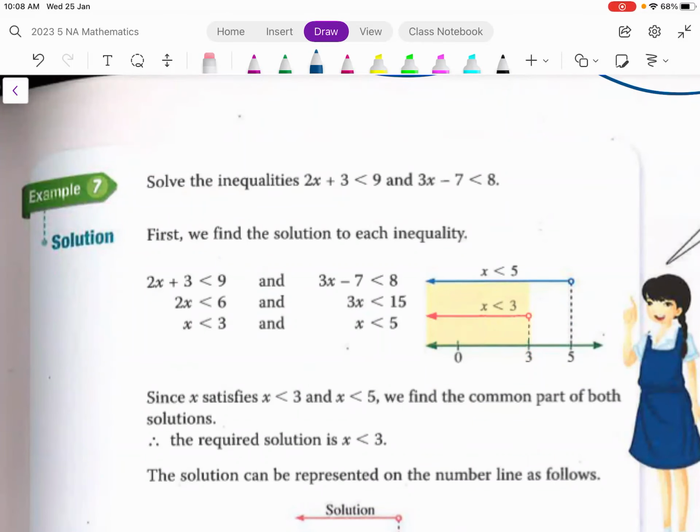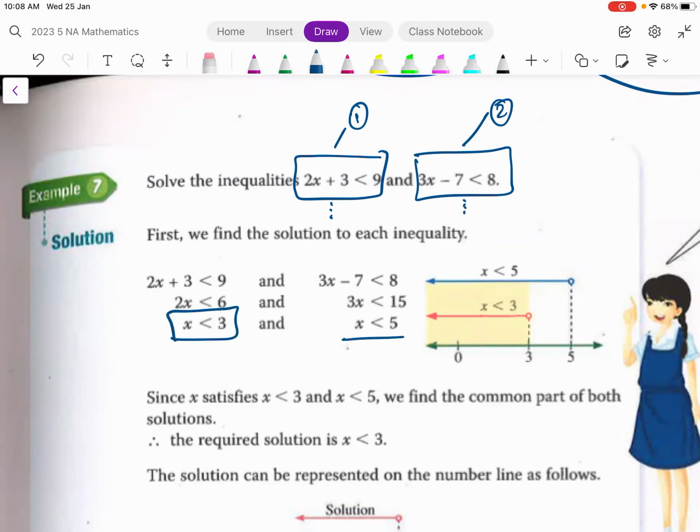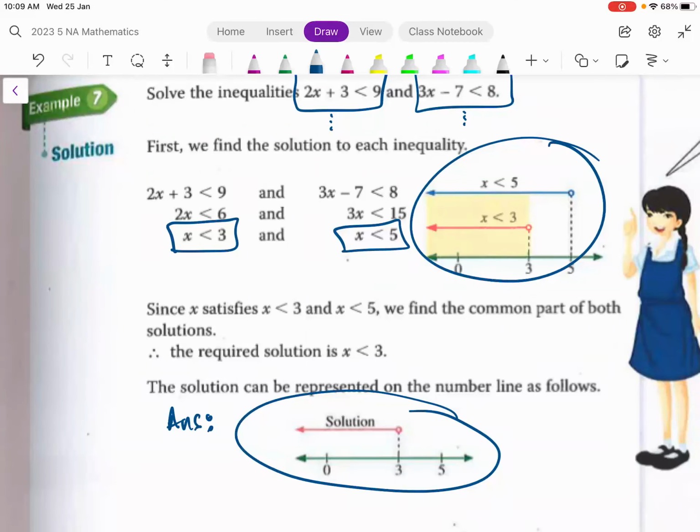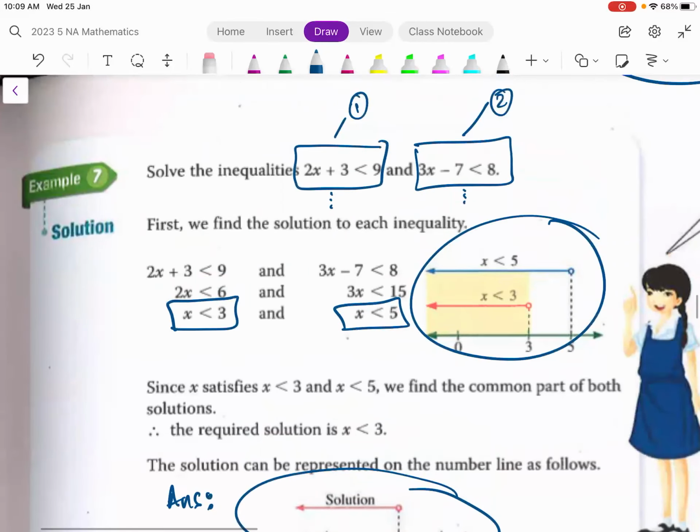Okay, so now let's take a look at example number 7. Look at the screen. Solve the inequalities. So you have your first inequality and your second inequality. I'm sure you know how to simplify the first one, and you know how to simplify the second one, such that you end up with x less than 3, x less than 5. It's just very basic manipulation. So once you reach this step, you draw your number line and you decide which region to take. So in this case, this is our answer. This is how we do simultaneous inequalities when they're given to you like this, 2 of them.